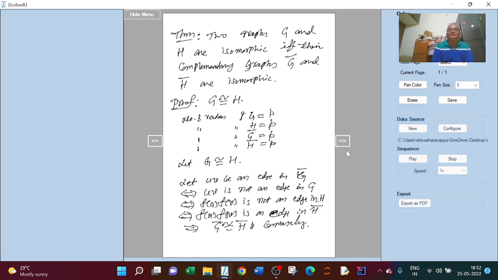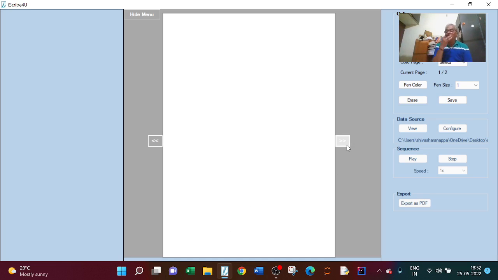This is a useful result. Sometimes, if it is very difficult to show that G is isomorphic to H, we show that G bar is isomorphic to H bar. Or in order to prove that G is not isomorphic to H, we try to prove that G bar is not isomorphic to H bar. Okay, I'll go to an example.